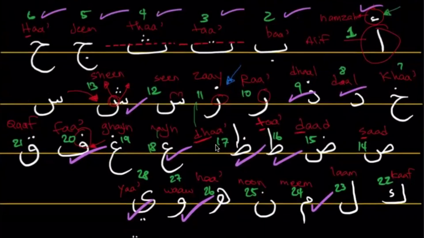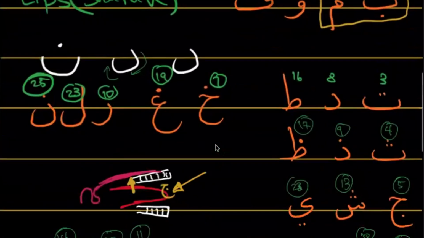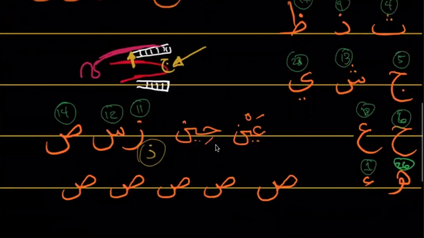So, Kha, Dal, Dal, Ra, Zay, Sin, Sheen, Thawd, Bod, letter 15, Bod. Okay, I need more lines.